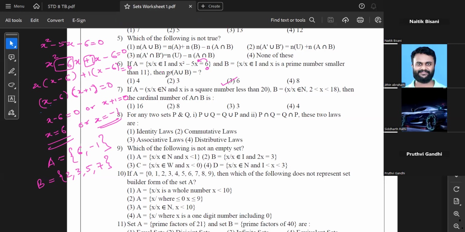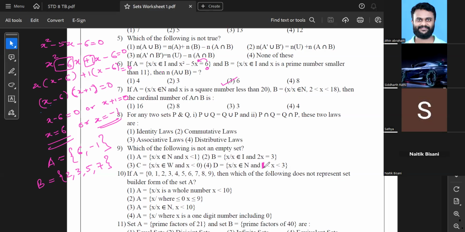Sir, actually, I was just seeing the ninth one. In the fourth option, is it I written or one written? Ninth one. Which of the following is not an empty set? Fourth option. It should be one. It's not I. Okay, sir. Sir, even if it was I, then it will be correct only.